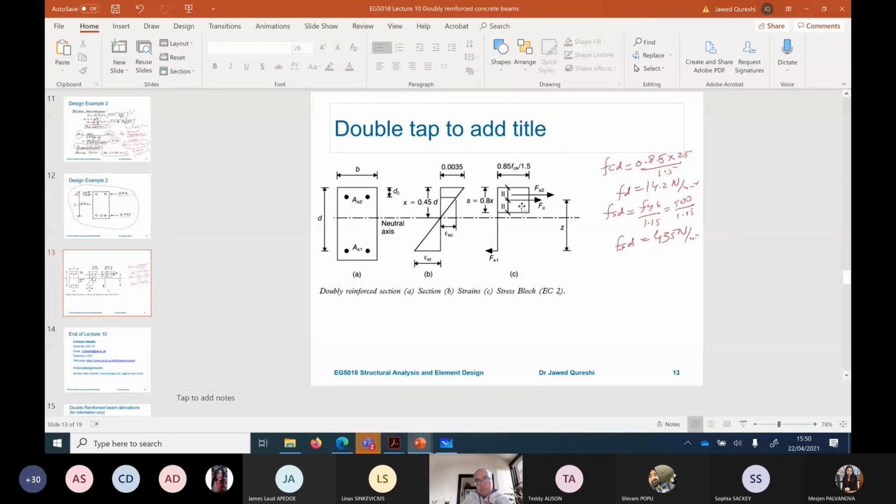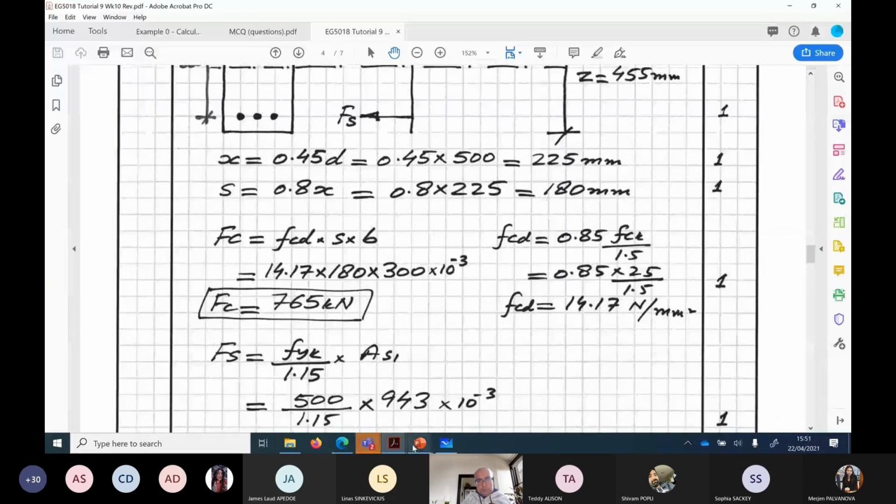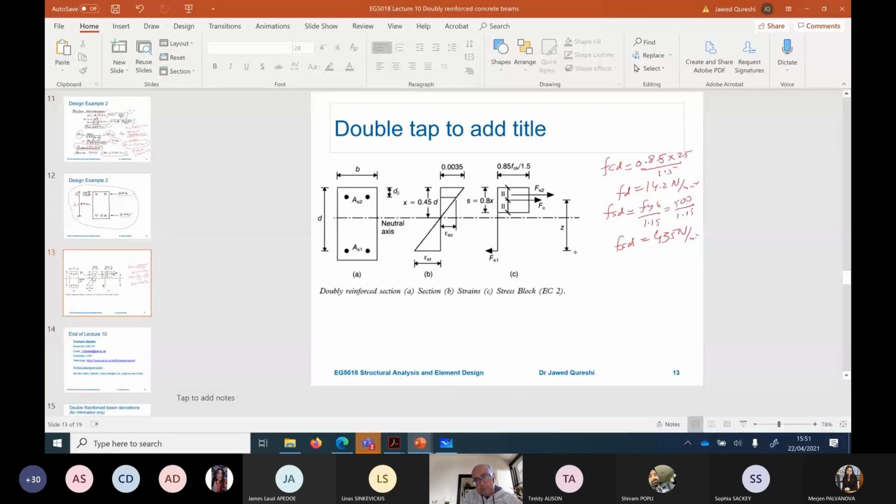And then you need to work out this FS2 and FC. So force in FC is equal to this times this. All right, this is FCD. So it would be up to this point. All right, so it will be B times S times FCD. Your FC is going to be BS into FCD.